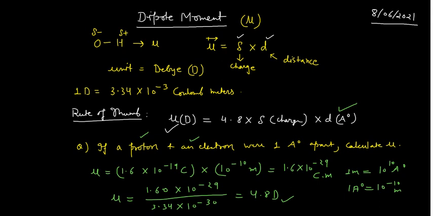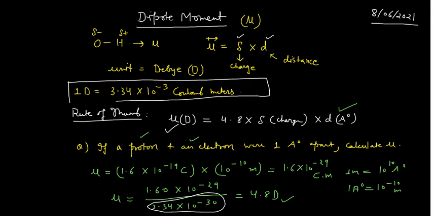And you know from where this factor came, right? This factor came from here. You know, 1 D equals 3.34 into 10 raised to the power minus, sorry, it should be 30. It should be 30. Okay. So this is how you can calculate.